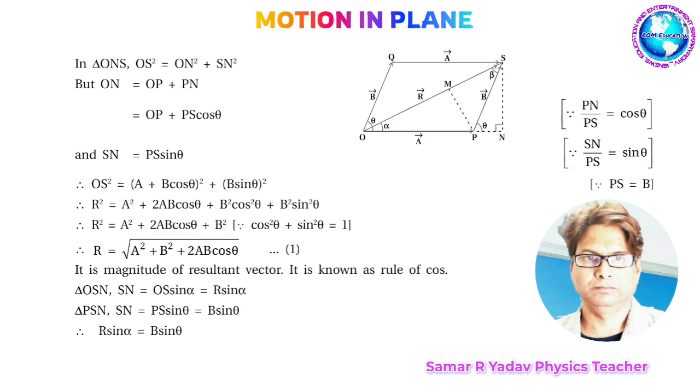Therefore R square is equal to A square plus 2AB cos theta plus B square cos square theta plus B square sin square theta. Therefore R square is equal to A square plus 2AB cos theta plus B square, since cos square theta plus sin square theta is equal to 1. Therefore R is equal to under root A square plus B square plus 2AB cos theta, equation 1. It is the magnitude of the resultant vector. It is known as the rule of cos.